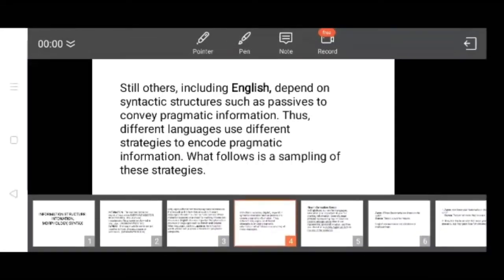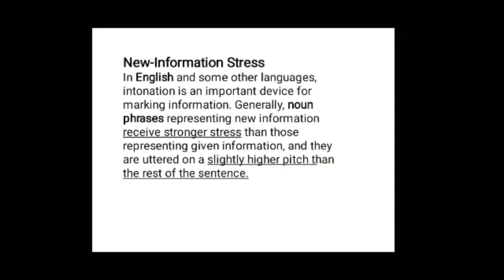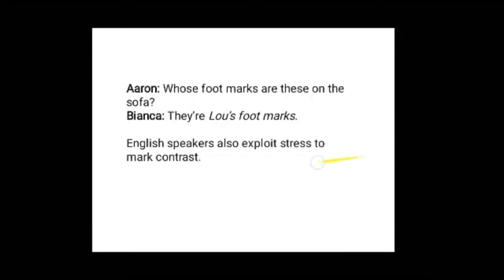These are the different strategies. Number 1 is new information stress. In English and some other languages, intonation is an important device for marking information. Generally, noun phrases representing new information receive stronger stress than those representing given information, and they are uttered on a slightly higher pitch than the rest of the sentence.